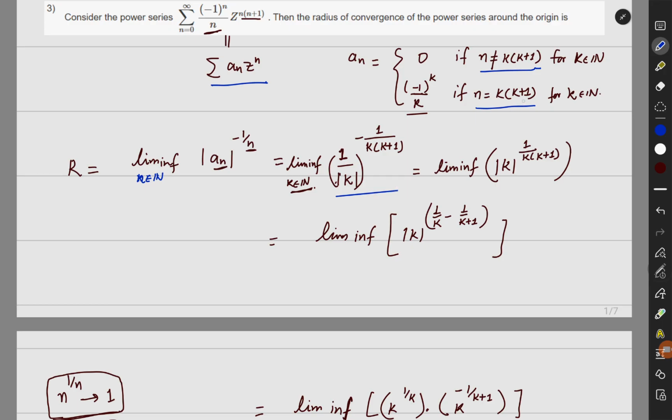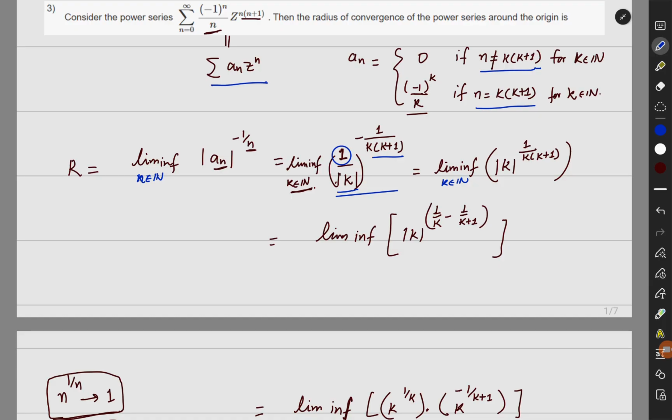So when n is equal to k plus 1, we write here a_n is equal to minus 1 to the power k divided by k. So we just keep this from the formula above. What we get here is the modulus of minus 1 to the power k, then modulus, it becomes 1. Now we solve it: the power which is in minus we make it plus. So 1 upon modulus k becomes modulus k only.